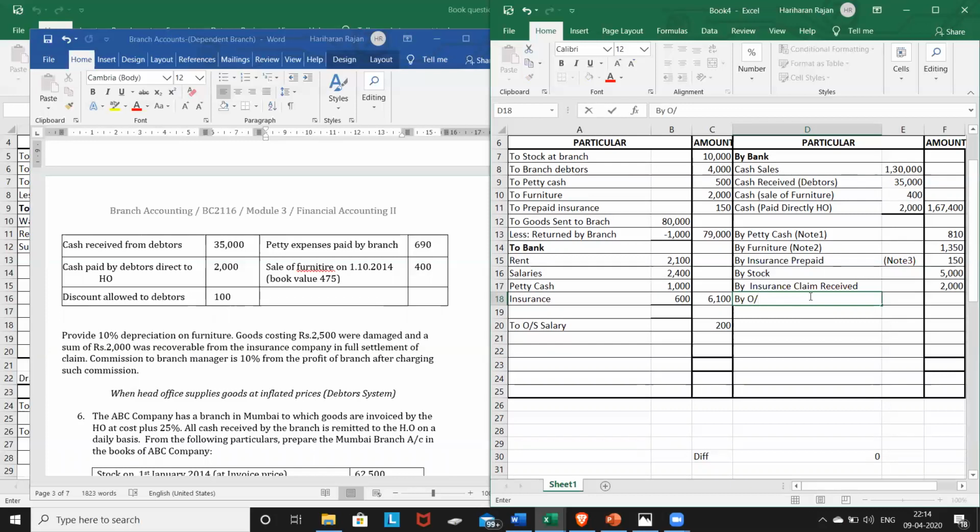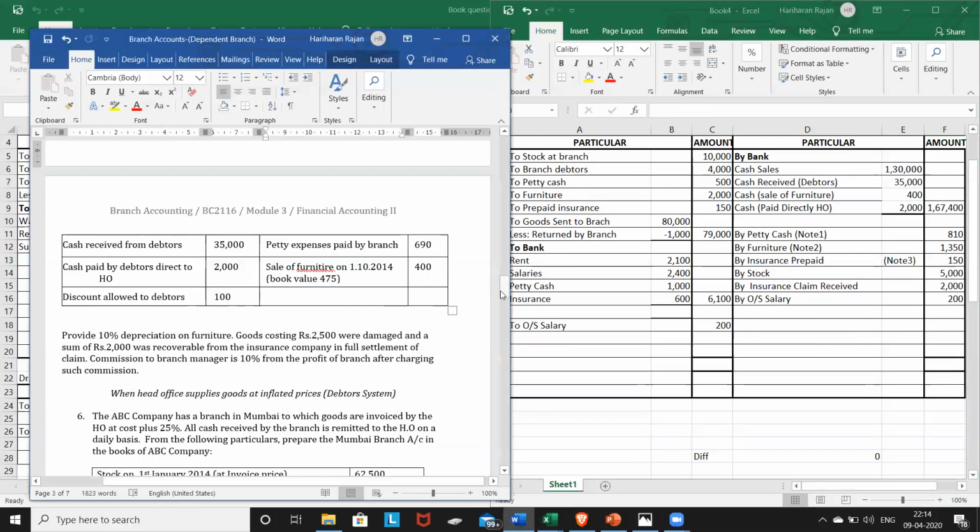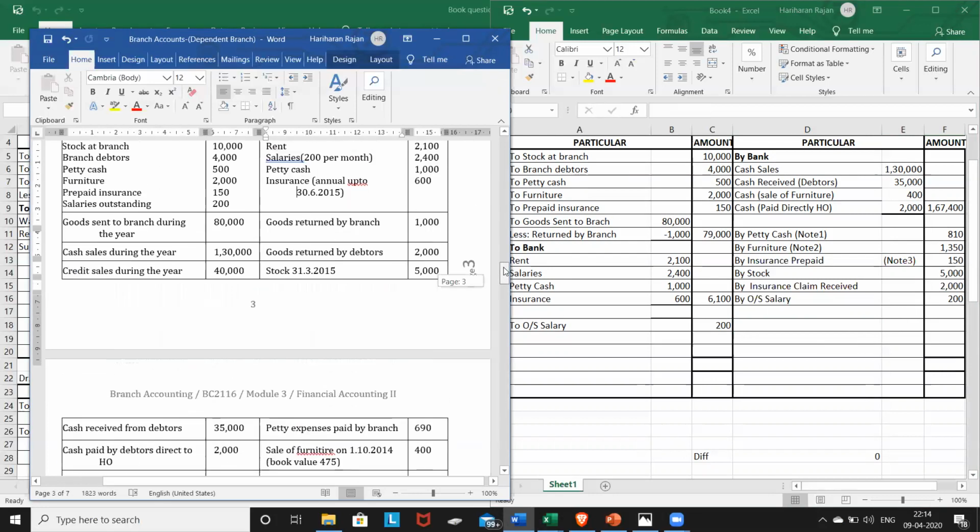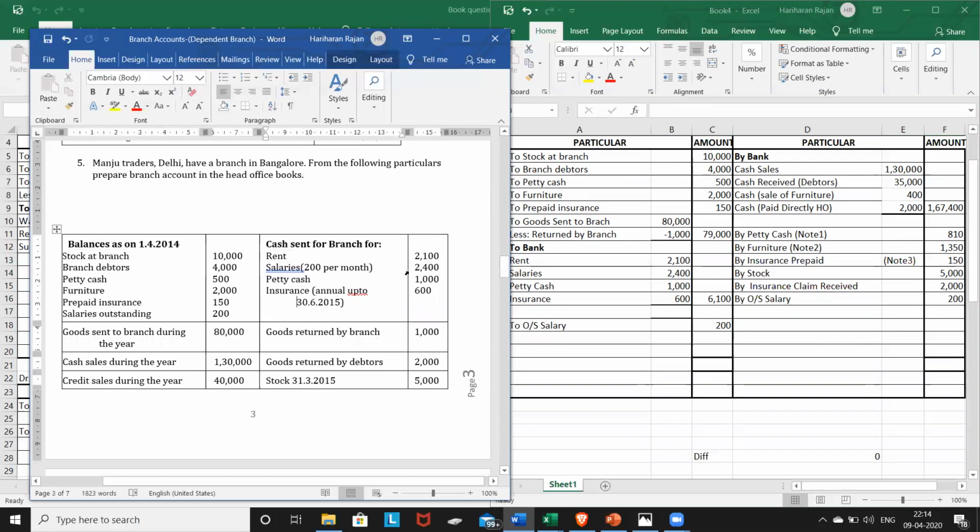By outstanding salary is 200. Why is outstanding salary 200 recorded here? If you see in the question, it is only the 12 month salary which is being paid. So there was an opening of 200 which was not paid last year. So it has come to this year. Again in this year it is only paid for 12 months. So again this outstanding salary is not closed. So it will again go to the closing balance.